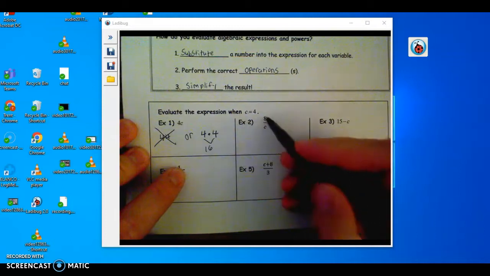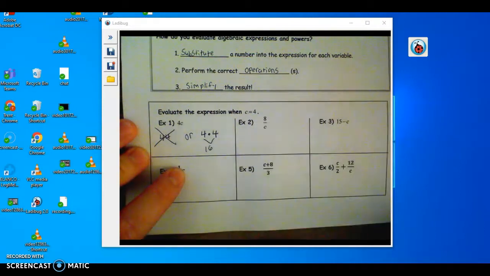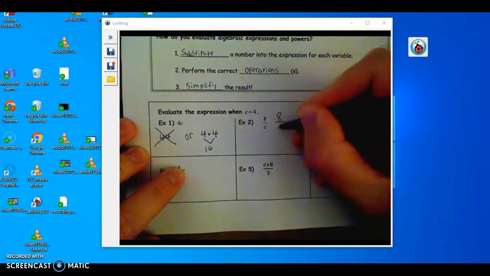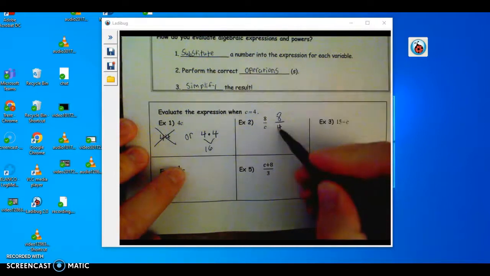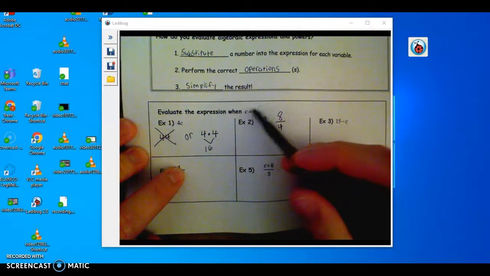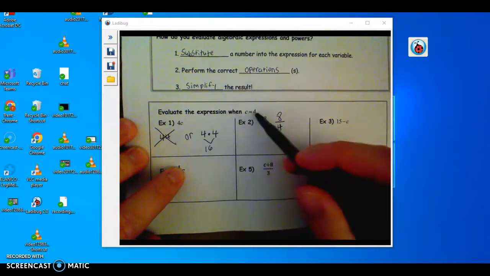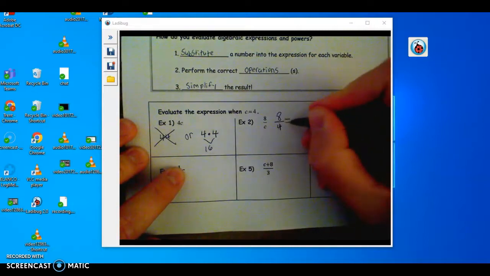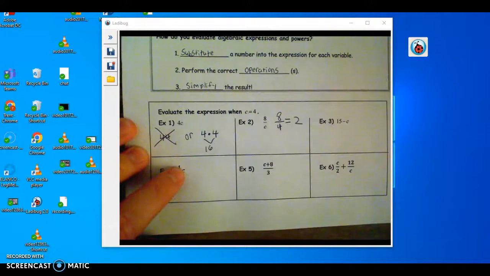Example 2, 8 over c. You need to remember that a fraction bar is the same as division. So this is the same as saying 8 divided by 4. Again, this 4 is here because of the c, and we know that c is equal to 4. So I replace c with 4. 8 over 4, 8 divided by 4. You can use a calculator if you need to. That equals 2.